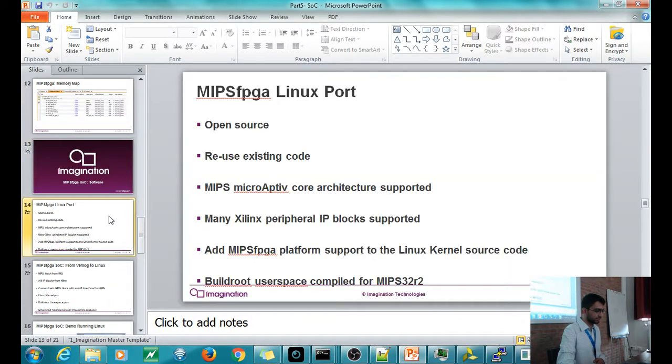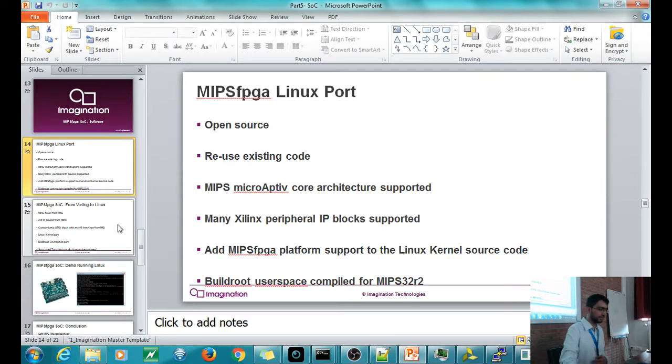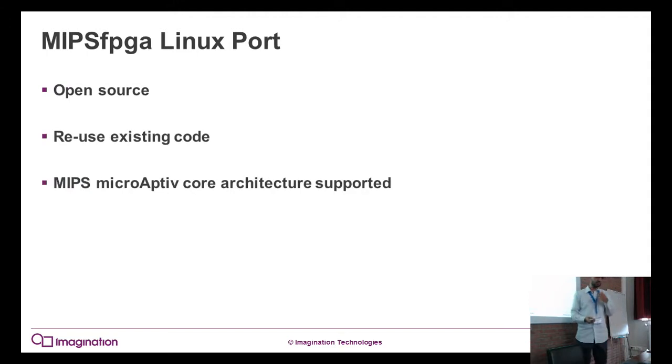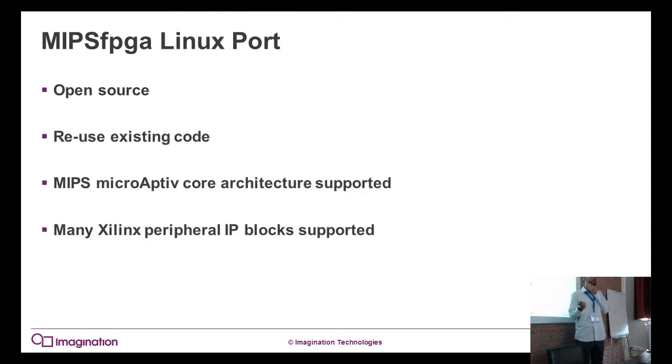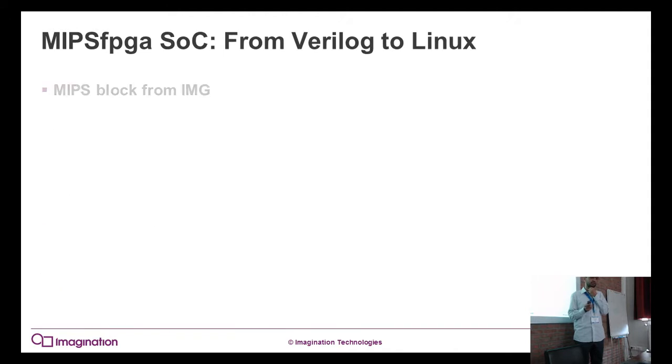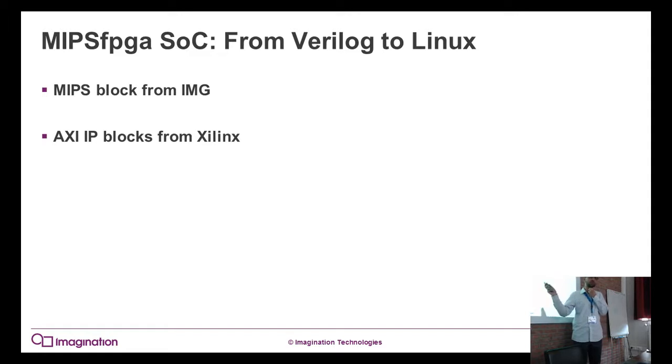Just to wrap up, yeah, we use Xilinx's IP blocks. The Linux kernel software port is of course open source. The kernel's open source. The Xilinx IP blocks are all part of the same license. Buildroot is also open source and available. The MIPS block in the whole SoC design was by Imagination.